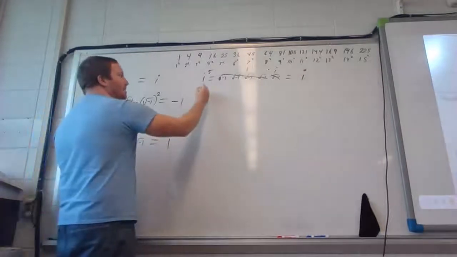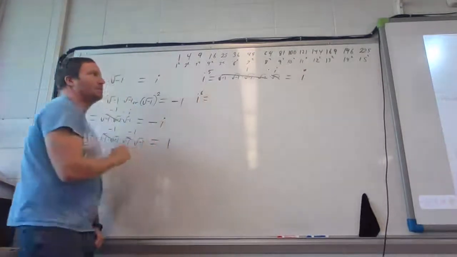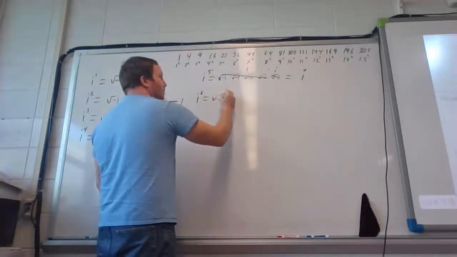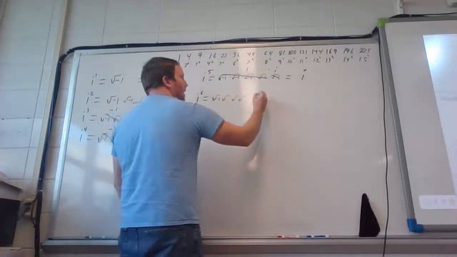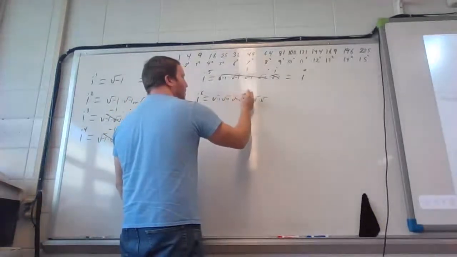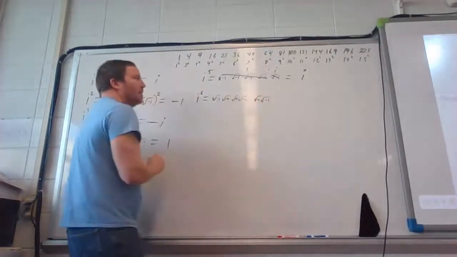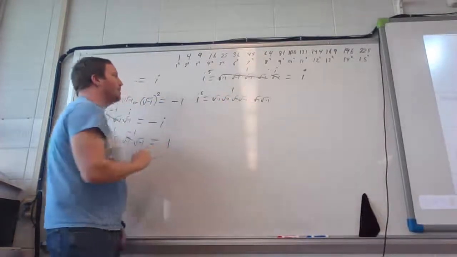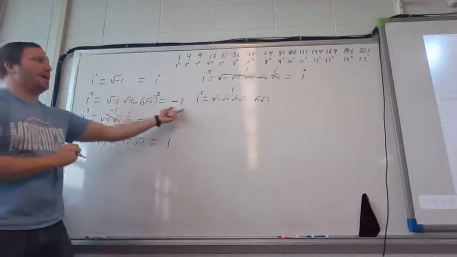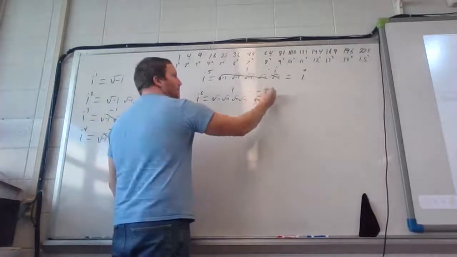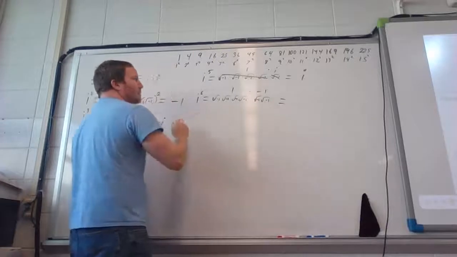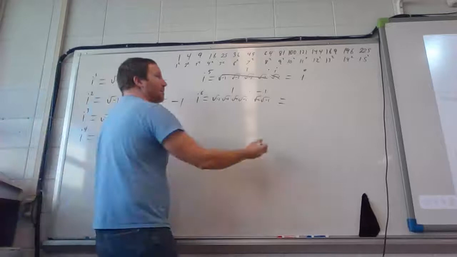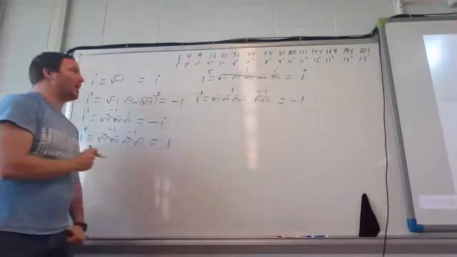If we have i to the 6th, we now have 4 and a set of 2. So again, 4 of them we can represent with a 1. 2 of them we know is -1. So then what do we get? -1.